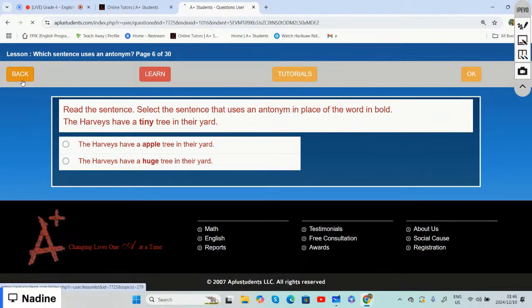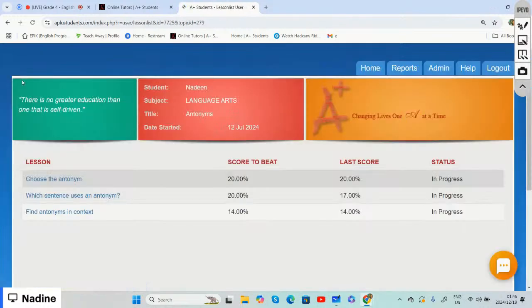And that is basically it. So that is now the end of our lesson on antonyms. We said antonyms are words that have the opposite meaning of what a specific word means, right? And we went over a few words that are antonyms, and we also had to say which sentences use an antonym.